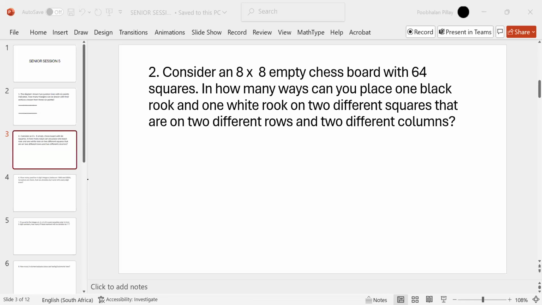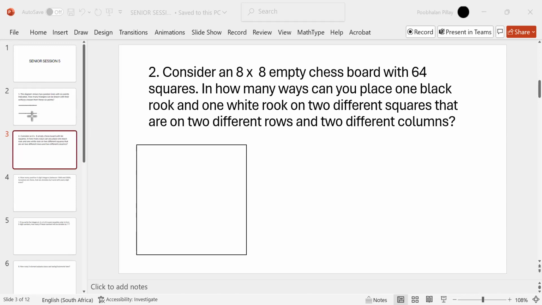Okay, the second problem says consider an 8 by 8 chessboard with 64 squares. All right, so I'm not going to draw the whole chessboard, it's going to take too long. But let me at least draw a square that I can draw. Okay, and it's got 64 squares, so you got 8 by 8. In how many ways can you place one black rook and one white rook on two different squares that are on two different rows and two different columns?